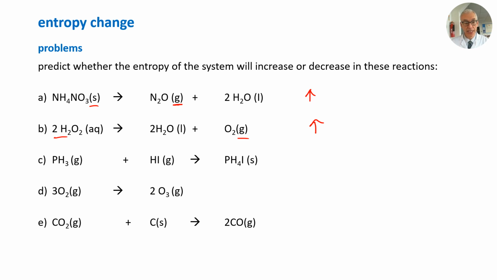C, that will be a decrease. We're starting with 2 gases and ending up with a solid. So that will be a decrease in entropy. D, that will also be a decrease because we've got 3 moles on the left-hand side and only 2 moles on the right-hand side. They're all gases, so the numbers of moles would be the key factor. And then finally, we've got 1 mole of gas on the left-hand side, a solid, and then 2 moles of gas on the right. So that would be an increase. So that's called a qualitative analysis of entropy change.